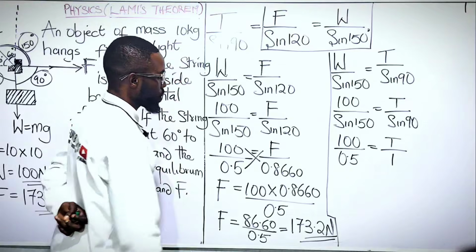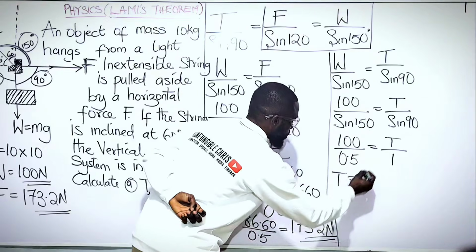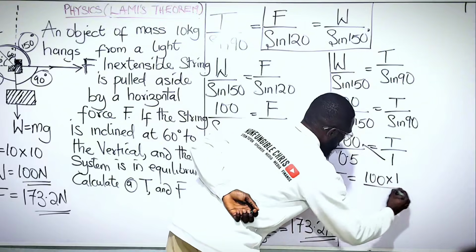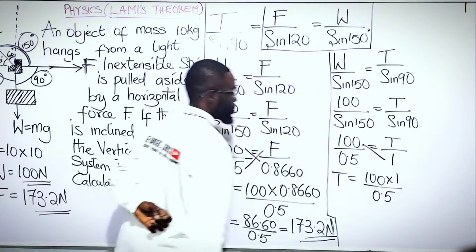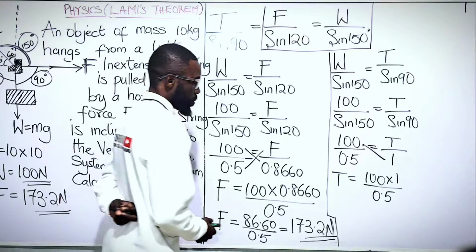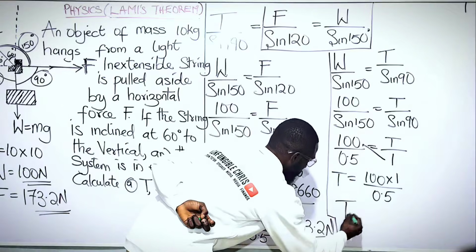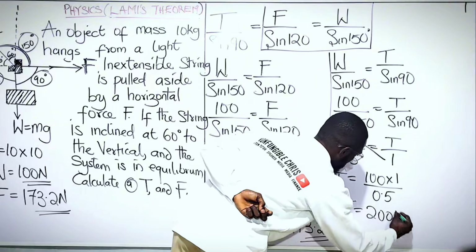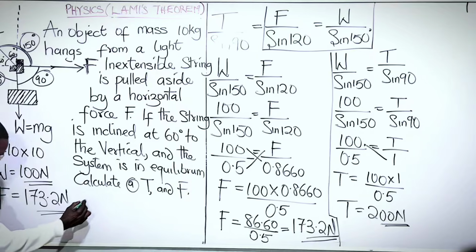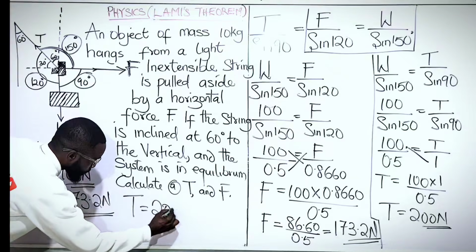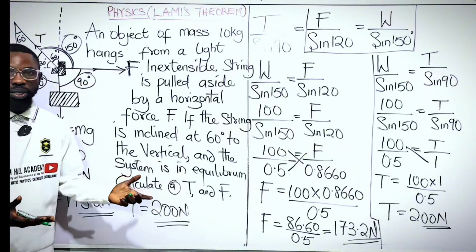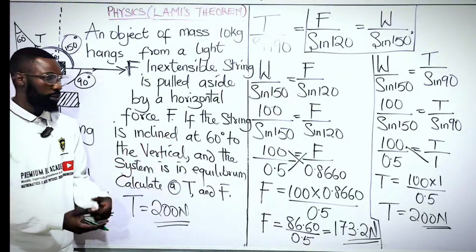So by cross multiplying, T becomes 100 times 1 over 0.5, and that gives us 200 Newton. 100 divided by 0.5 is 200. So T gives us 200 Newton. Simple. The value of T is 200 Newton. Very simple. So anything that has to do with Lami's theorem, this is the easiest way to solve such questions.